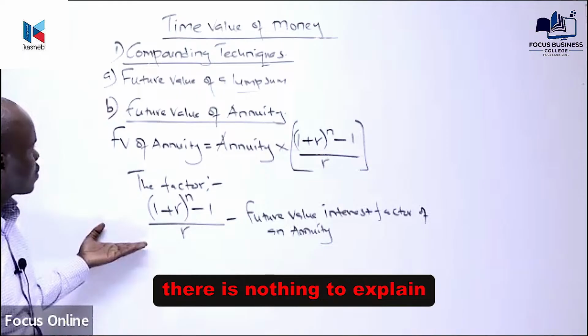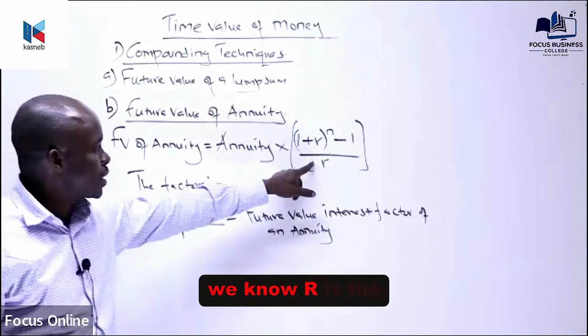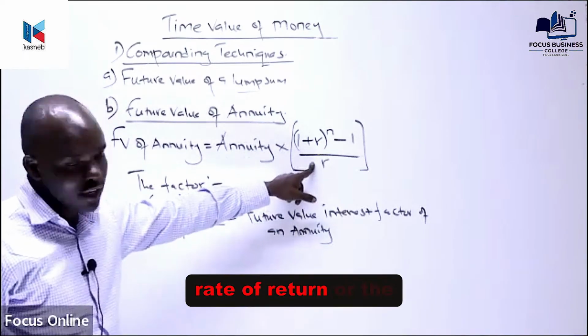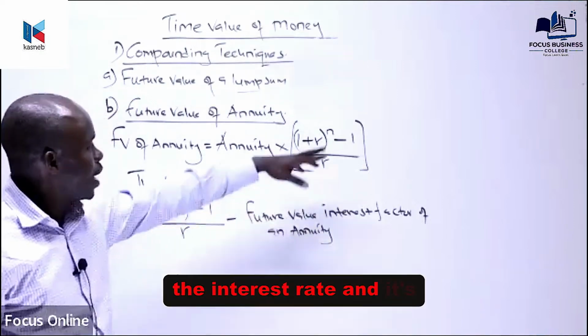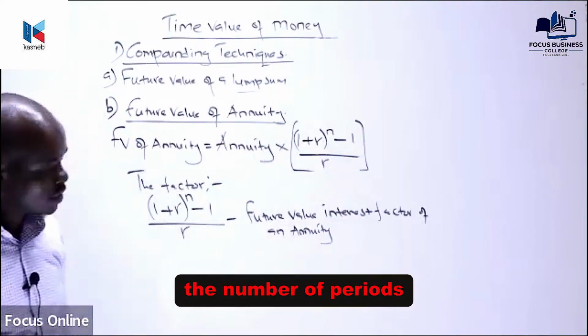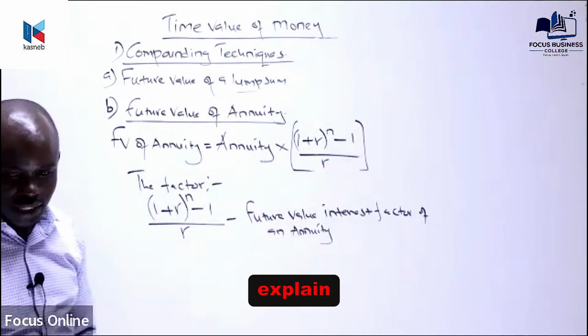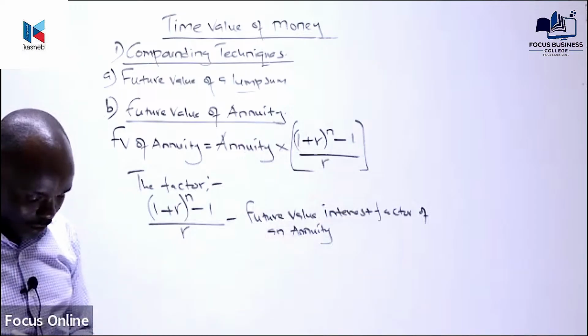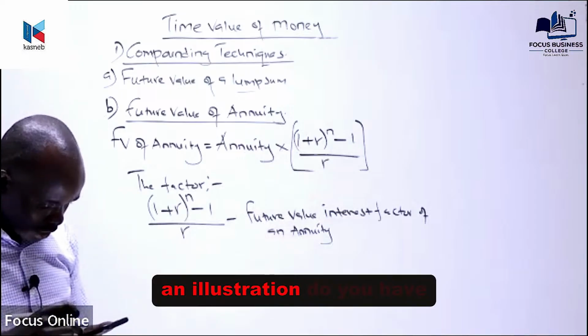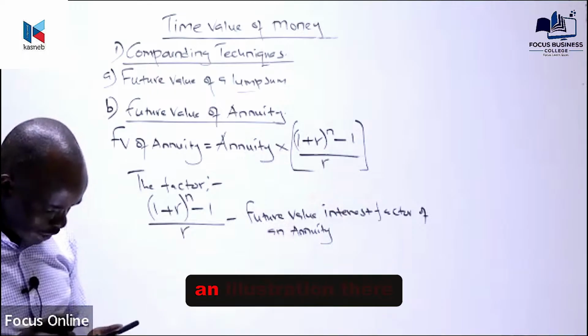There is nothing to explain. We know r is the rate of return or the interest rate. n is the number of periods. So there is nothing to explain. Let's have an illustration.